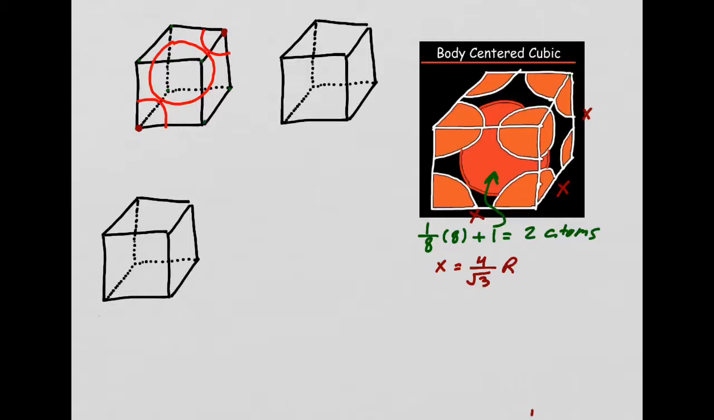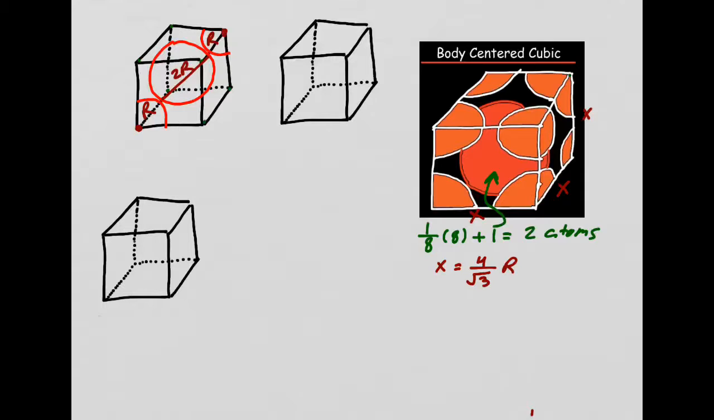So each corner is 1/8 of an atom. And in the middle, I have one whole atom. You guys following me so far? Okay, beautiful. Now remember, this is R, the radius. This is the atomic radius. And this one is a diameter. So this is 2R. That's a diameter.